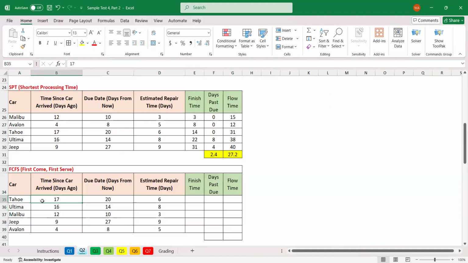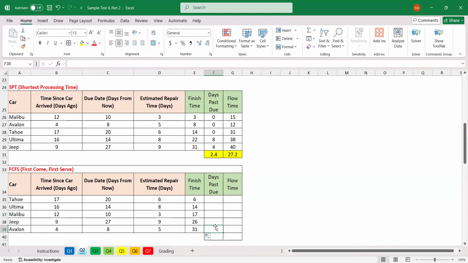Okay, so here the Tahoe arrived 17 days ago. So that's going to be processed first. Its finish time here is equal to how long it's going to take to process, which is 6 days. Okay. After we're done with the Tahoe, we move on to the Altima. So that'll be 6 days plus 8 days. So the Altima will be complete in 14 days. Repeat it over for the Malibu, repeat it for the Jeep, repeat it for the Avalon.